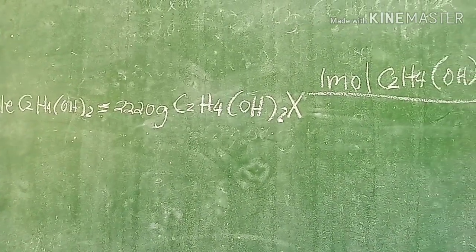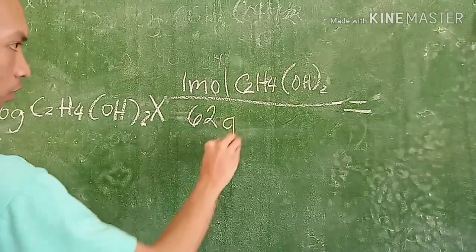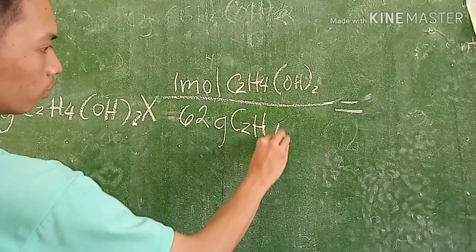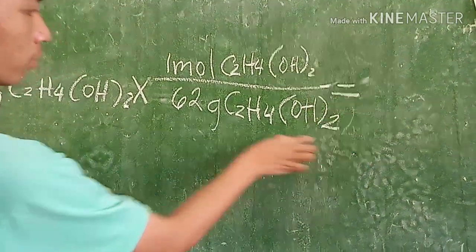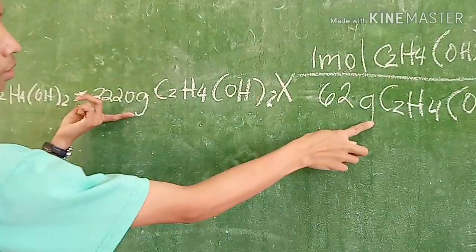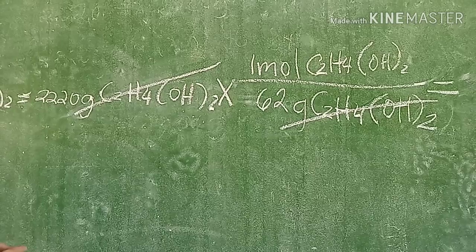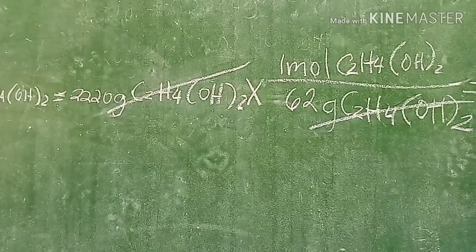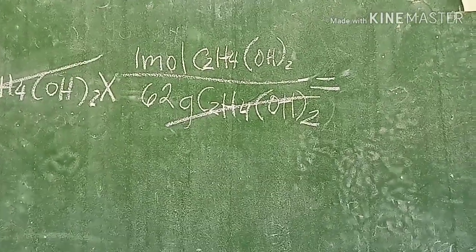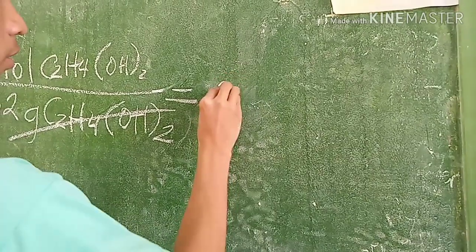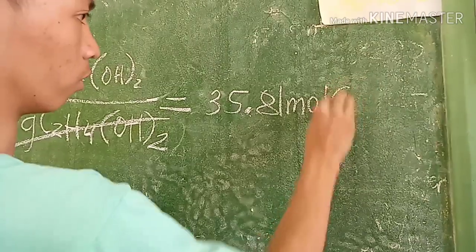Since we are done in finding the molecular weight of ethylene glycol, we can now put it below the 1 mole of ethylene glycol, which is 62 grams of ethylene glycol. And then we cancel the grams of ethylene glycol. Then we multiply the 2,220 by 1 mole of ethylene glycol and divide it by 62. So the answer is 35.81 moles of C2H4(OH)2.